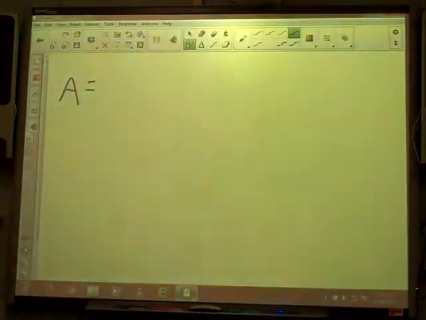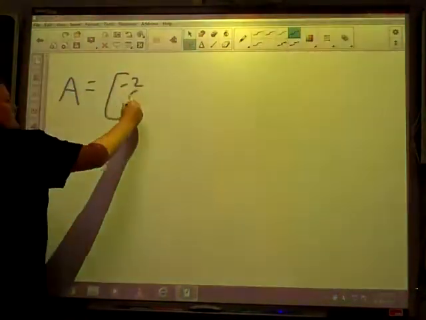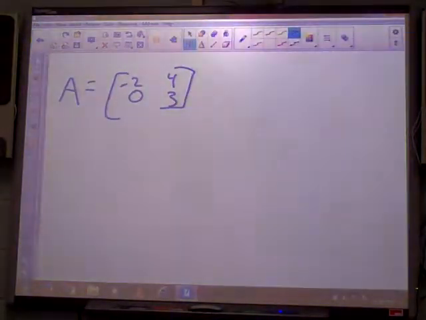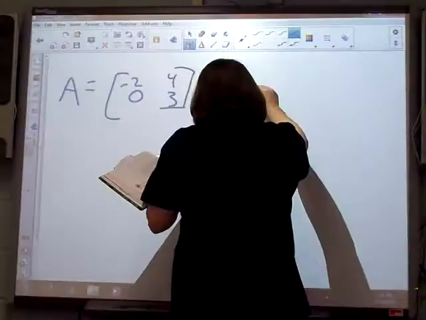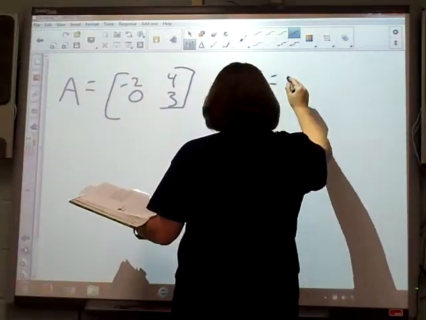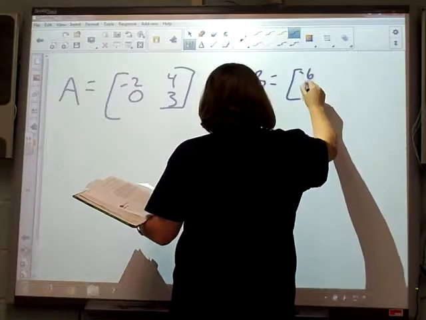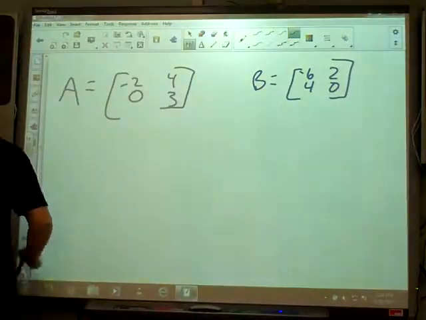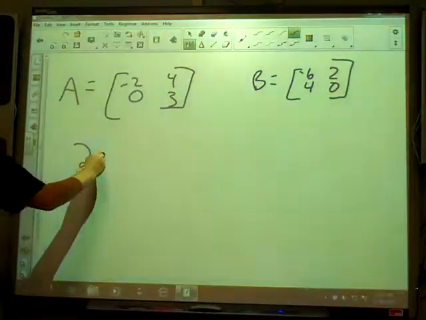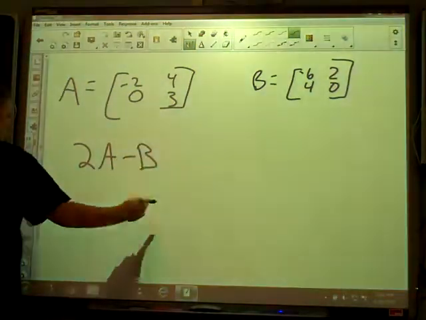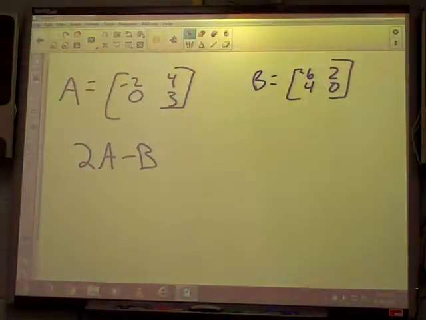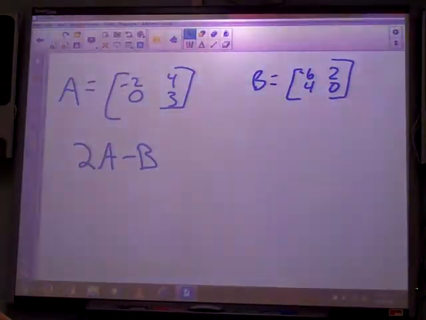Matrix A has negative 2, 0 in column 1 and 4, 3 in column 2. Matrix B has... alright, so there's what I'm giving you. Here's what I want you to find. Would you look at me like that, Caitlin? You can do it.